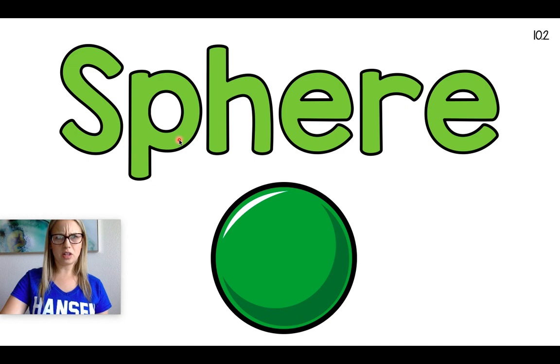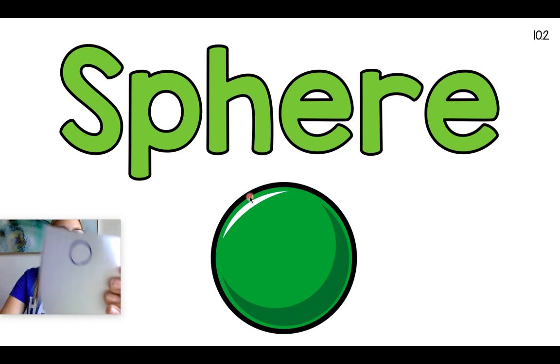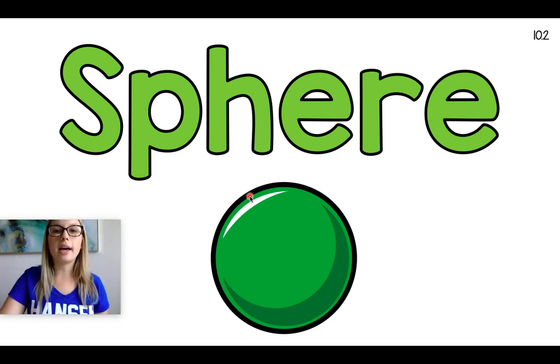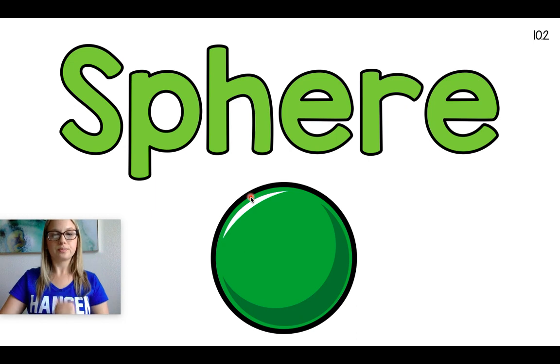Uh-oh, but this doesn't look like an F, right? Sphere. The P and the H make it sound like an F. Sphere. A sphere kind of looks like a circle, right? But a sphere is 3D. Remember, is a circle real life? No, but a sphere is solid.